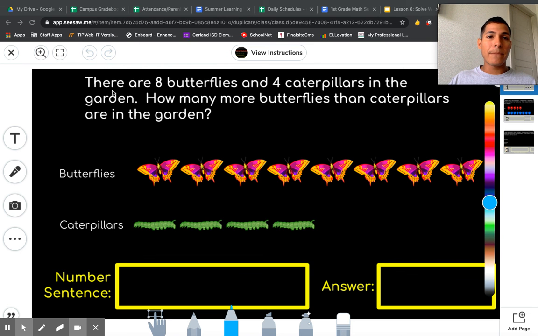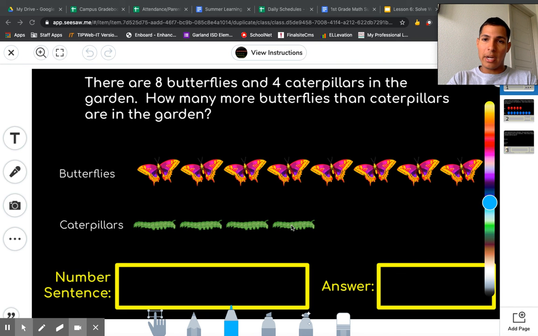Okay. There are 8 butterflies and 4 caterpillars in the garden. How many more butterflies than caterpillars are in the garden? So remember, we're going to count to make sure that there are 8 butterflies here and there are 4 caterpillars here. So butterflies, 1, 2, 3, 4, 5, 6, 7, 8. Right? 8. Now we know 4 caterpillars. 1, 2, 3, 4.